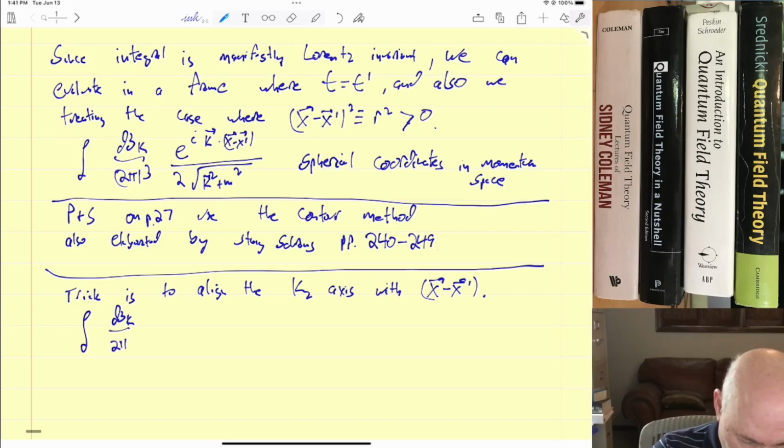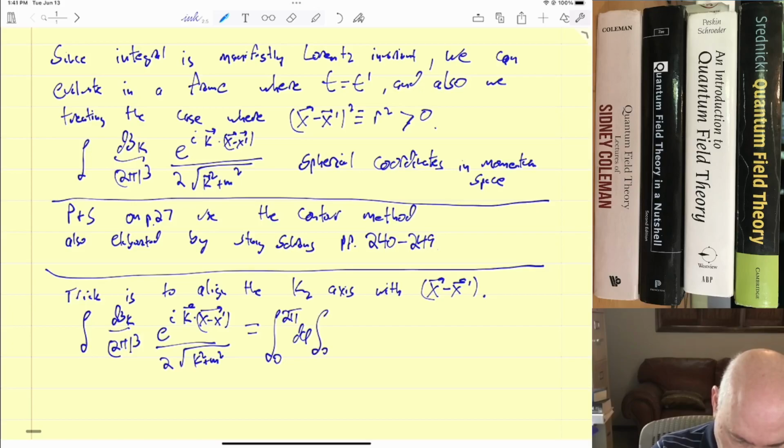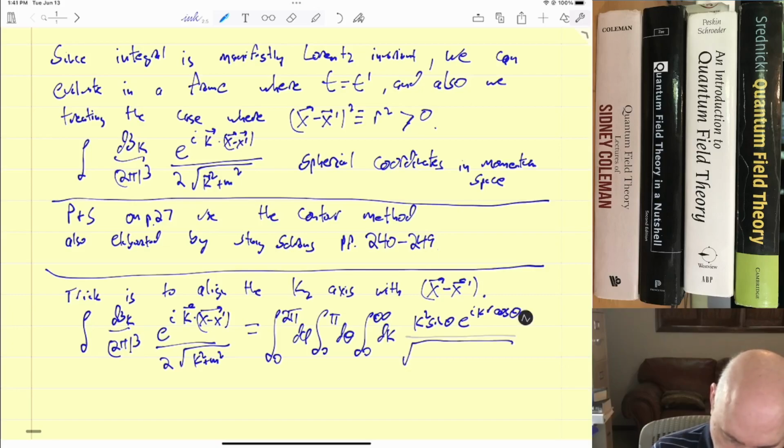So now the integral becomes the integral of d3k over (2 pi)^3 e to the i k dot (x minus x prime), and I'm just rewriting this, divided by 2 square root of k squared plus m squared. This is equal to the integral from 0 to 2 pi of d phi, the integral from 0 to pi of d theta, the integral from 0 to infinity of dk k squared sine theta e to the i k r cosine theta divided by the square root of k squared plus m squared.